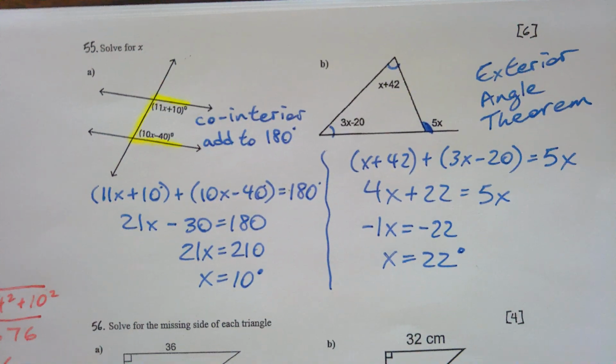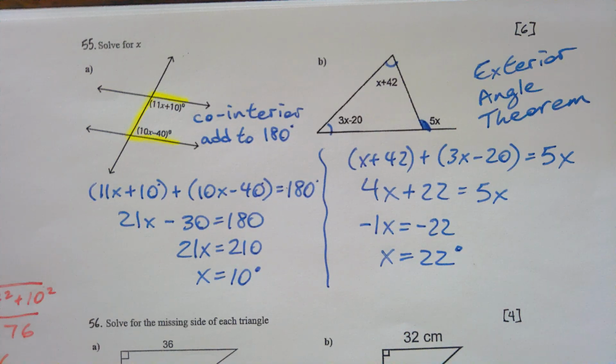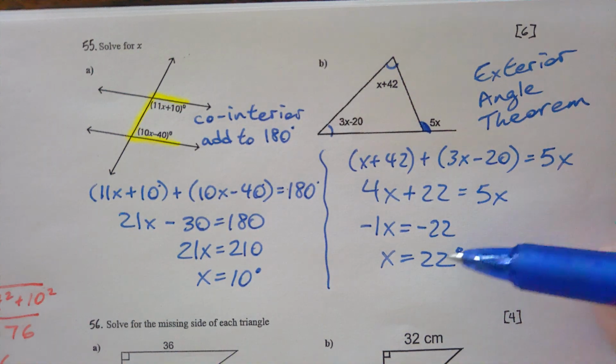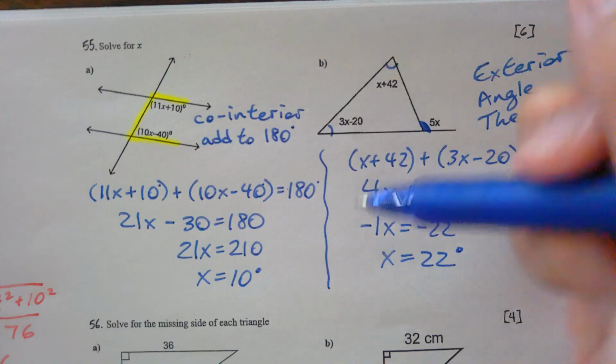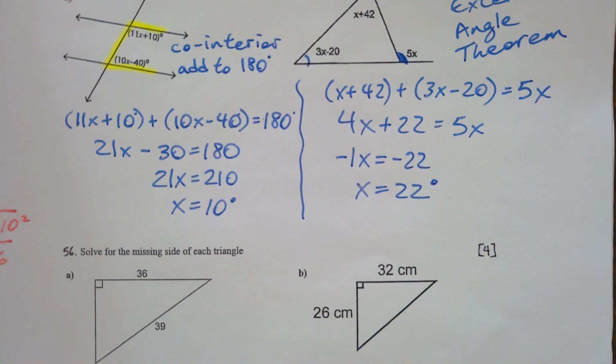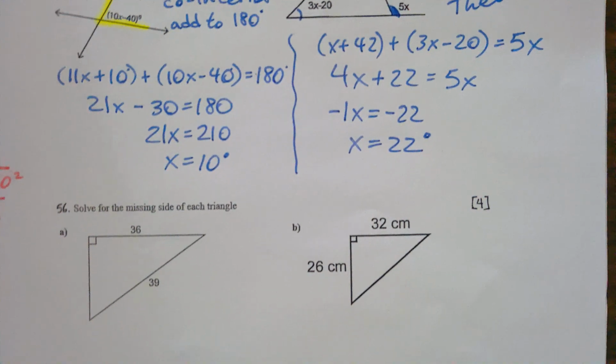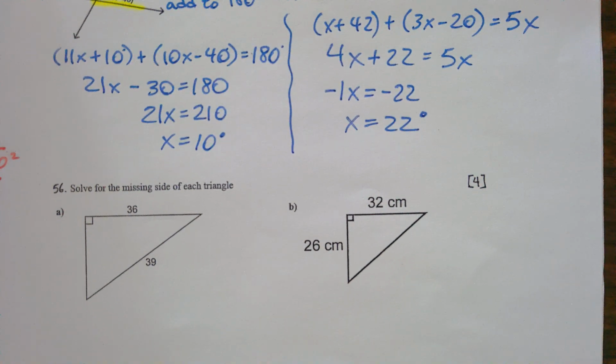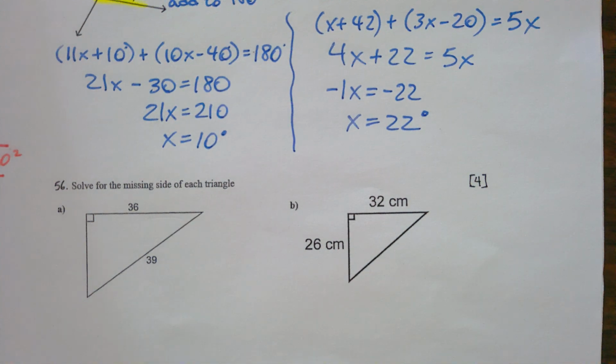Okay. If the exam question asks you to solve for each individual angle, don't forget to substitute it back into the diagram. Okay. Moving right along because we're just checking up the homework, so that means that you are just checking your numbers. Solve for the missing side in a right angle triangle.